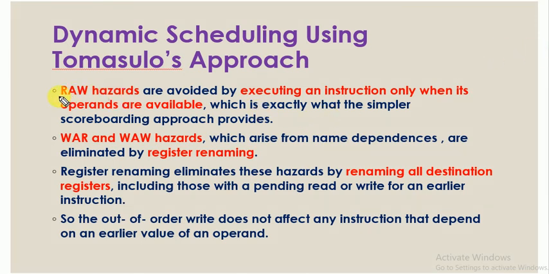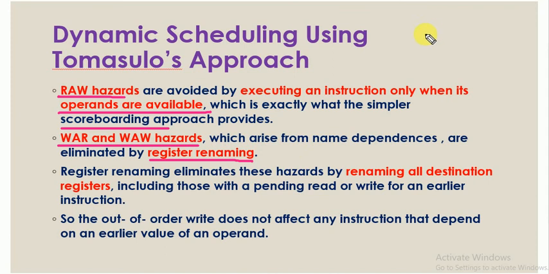Now, RAW hazards, read after write hazards, are avoided by executing an instruction only when its operands are available. Read after write. So only when its operands are available will it allow its execution, which means automatically there won't be any read after write hazards. That is what is happening with the scoreboarding mechanism. Now, write after read and write after write hazards can be handled by using register renaming. That was also mentioned in the previous case.